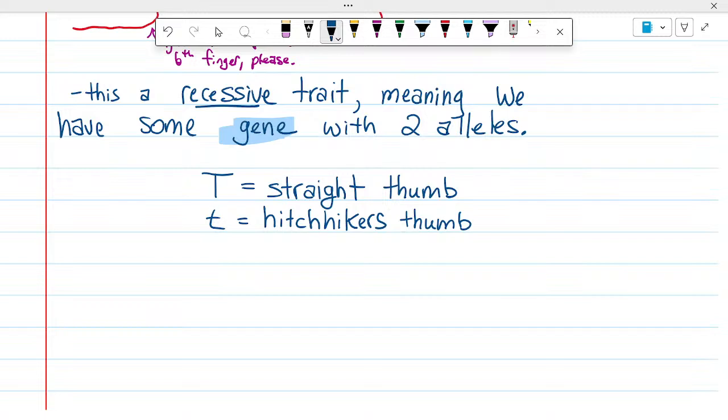Does that make sense? That's possible. What would be more unlikely is if both of your parents have hitchhiker's thumbs and you have a straight thumb. Then you could just have a mutation, and that happens. Changes happen from generation to generation, but that might be a little evidence that you're adopted. Again, that's not meaningful evidence. By the way, you might be adopted, and that's wonderful. The pea plant we looked at was a perfect example. There's lots of possible combinations, so let's keep that in mind.